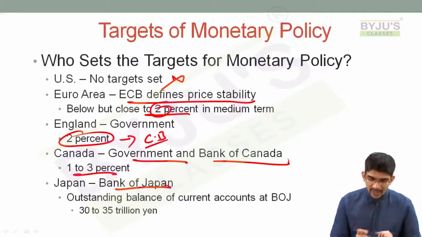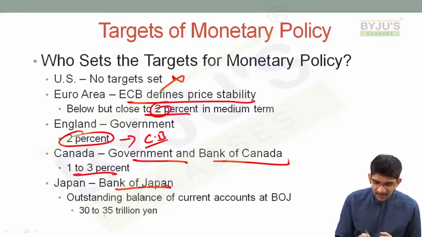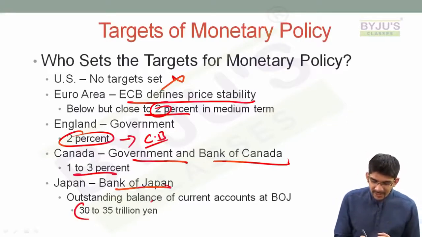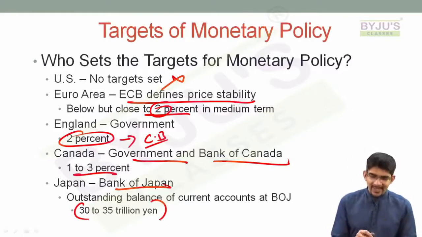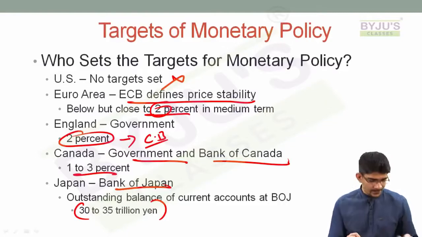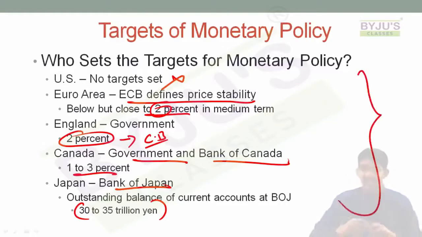It fixes its own targets. The main target is 30 to 35 trillion yen in the current accounts target. And Japan's target is slightly different. It's having a current account balance target, but it's fixed by the Bank of Japan itself. So these are some of the diverging ways in which monetary policy is being conducted across the world.